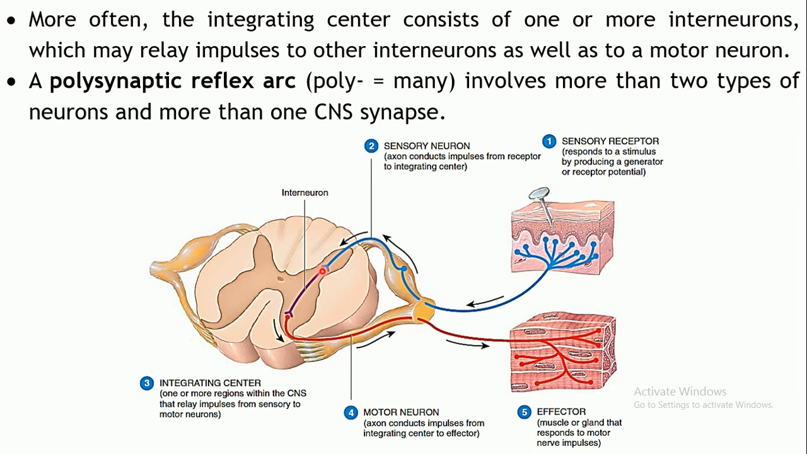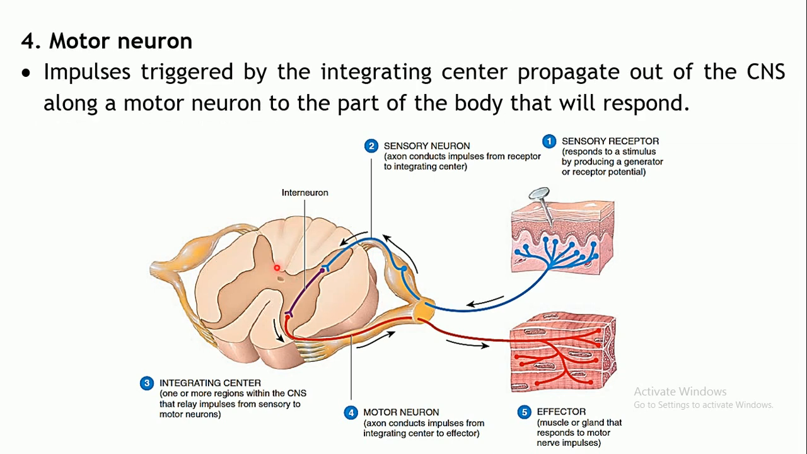Now here what has happened? There is one synapse over here and there is a second synapse over here. So two synapses are involved, right? So it is a type of polysynaptic reflex arc. There is more than one synapse involved in the CNS. So it's a polysynaptic reflex. So as a result of this integrated information, some motor output will be given.